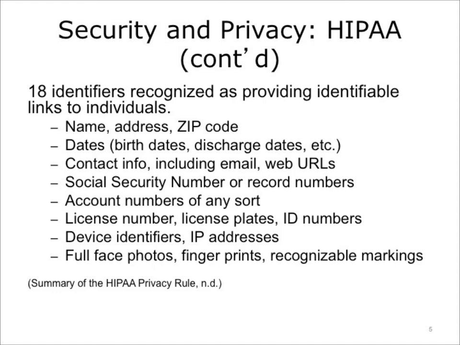14. Web Universal Resource Locators, URLs. 15. Internet Protocol, IP, address numbers. 16. Biometric identifiers, including fingerprints and voice prints. 17. Full-face photographic images and any comparable images. 18. Any other unique identifying number, characteristic, or code. Note, this does not mean the unique code assigned by an investigator to code the data.